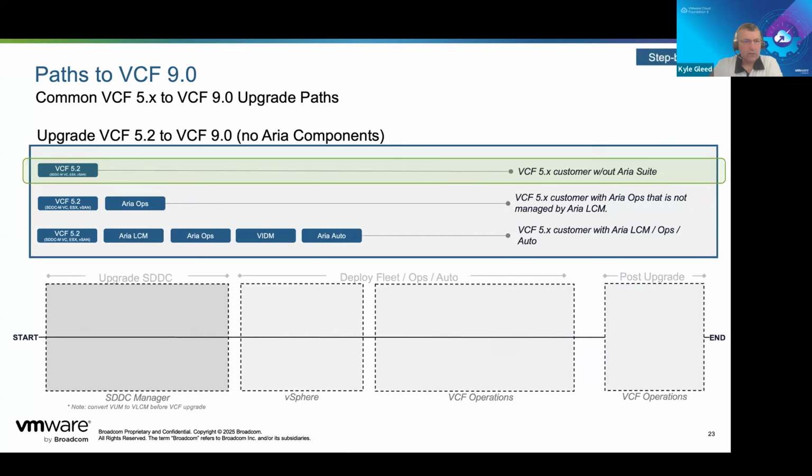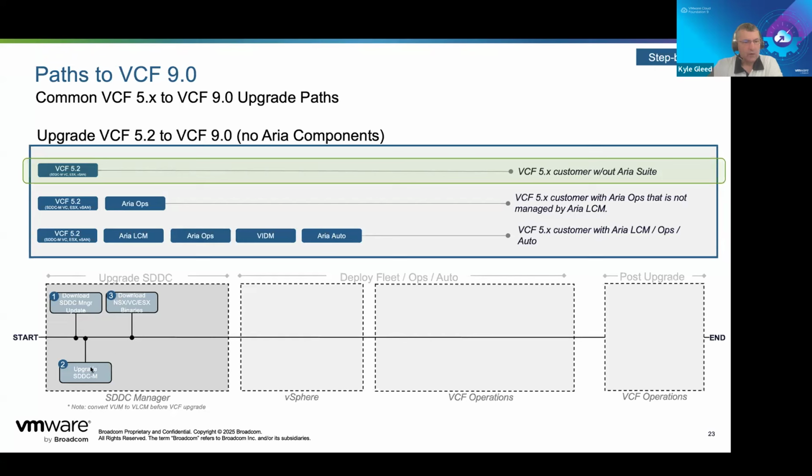So we're going to start here with an example where we have VCF 5.2. I'm going to go in and download the SDDC Manager update and upgrade the SDDC Manager. And then once I've upgraded the SDDC Manager, I can then download the NSX, vCenter, and ESX binaries. You'll notice here that I'm calling these binaries and not bundles. If you're a VCF customer, you'll be familiar with the concept of a bundle. In previous versions of Cloud Foundation, we would take the binaries, package them into bundles, and make the bundles available to the SDDC Manager.